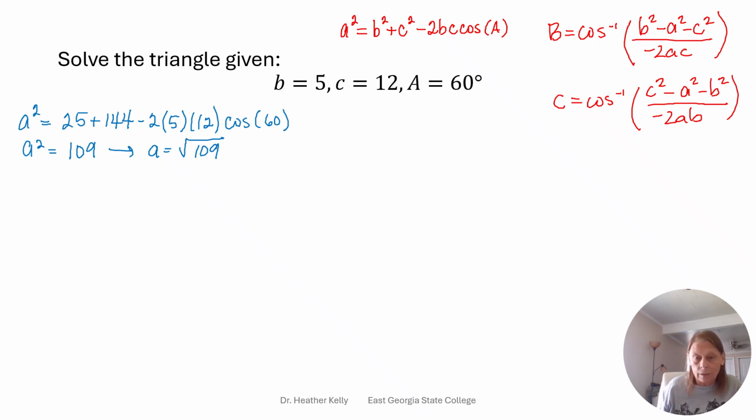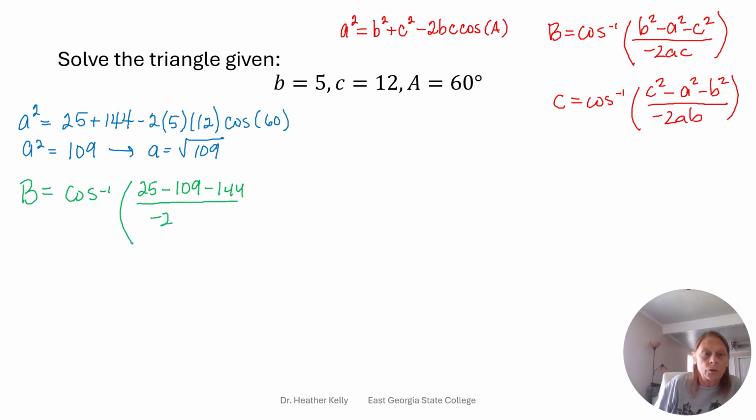All right, so let's knock it out here. We have a, so let's find B. So B is equal to the arc cosine of b squared, which is 25, minus a squared, which is 109, minus c squared, which is 144, all over negative 2 times the square root of 109 times 12. And when we get all that, we get 24.5.